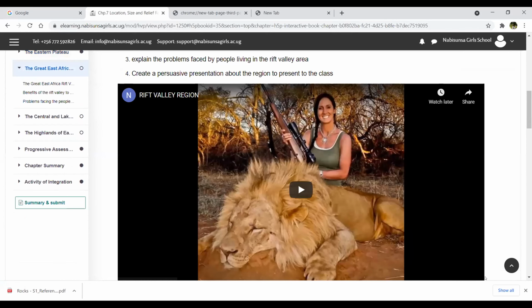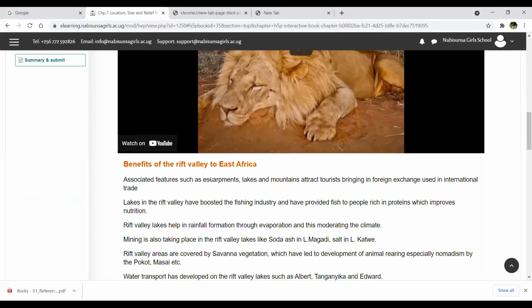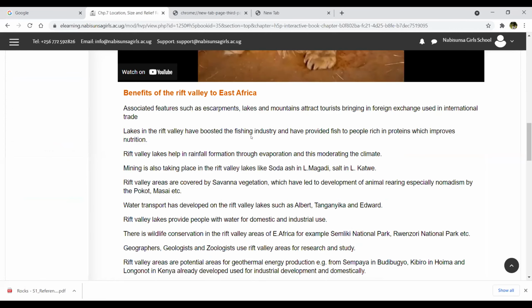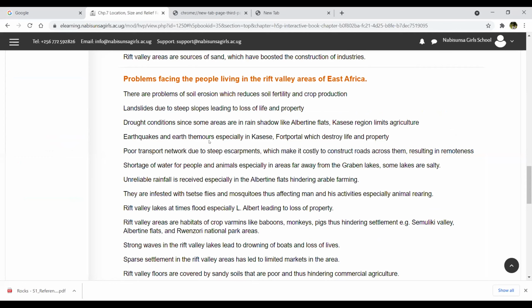So students of Senior 1 next year, when they visit this platform, they will read from what my son produced and what you guys produced. So I'll be looking through your work every now and then. When I find something interesting, something informative, we will use it for other learners. So it is in the platform, and then benefits of the Rift Valley, problems associated, you can look at that.